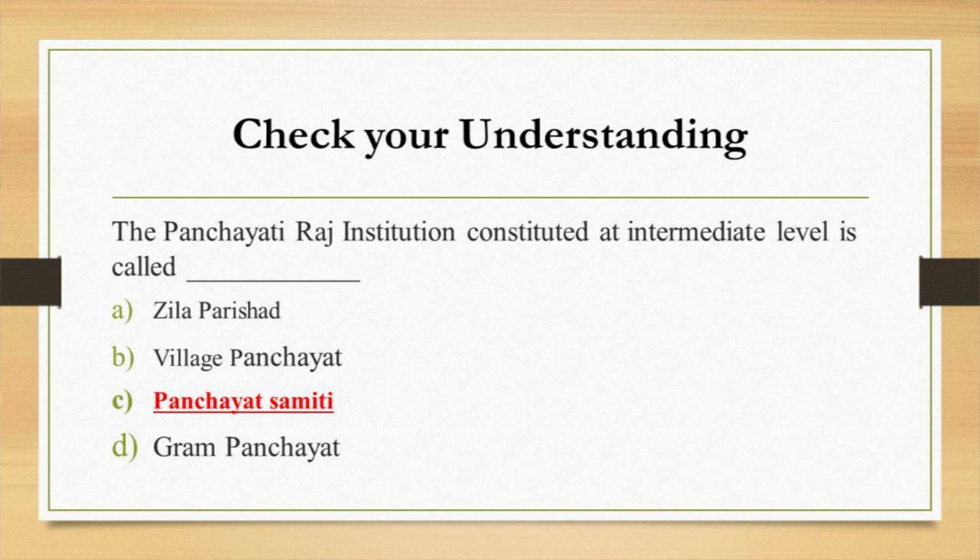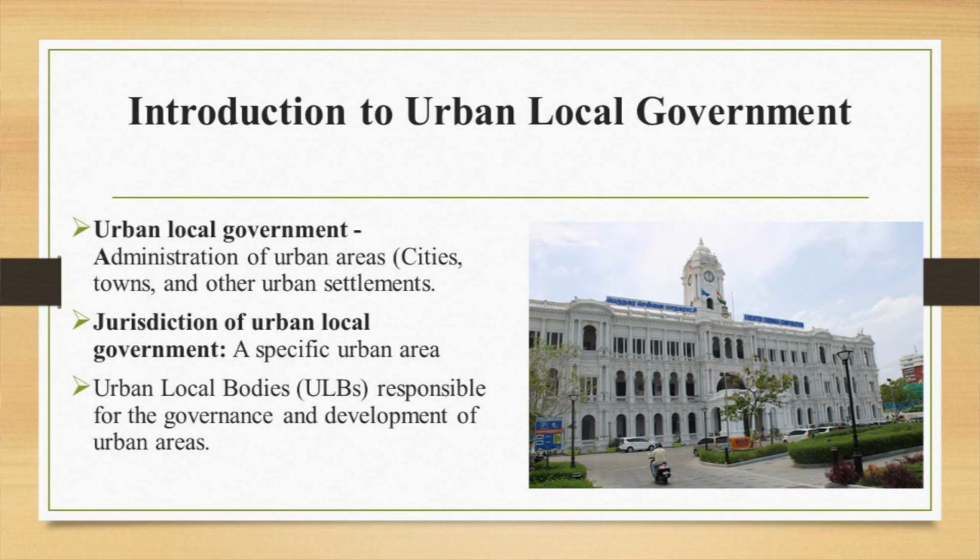We have learned so far about the provisions related to rural local governance. Now, we are going to learn about urban local government and its origin and establishment in India. Urban local government refers to the administration of urban areas, which includes cities, towns and other urban settlements. The jurisdiction of urban local government is limited to a specific urban area, which is demarcated for this purpose by the state government. The Constitution of India has made provisions for the establishment of urban local bodies, which are responsible for the governance and development of urban areas.